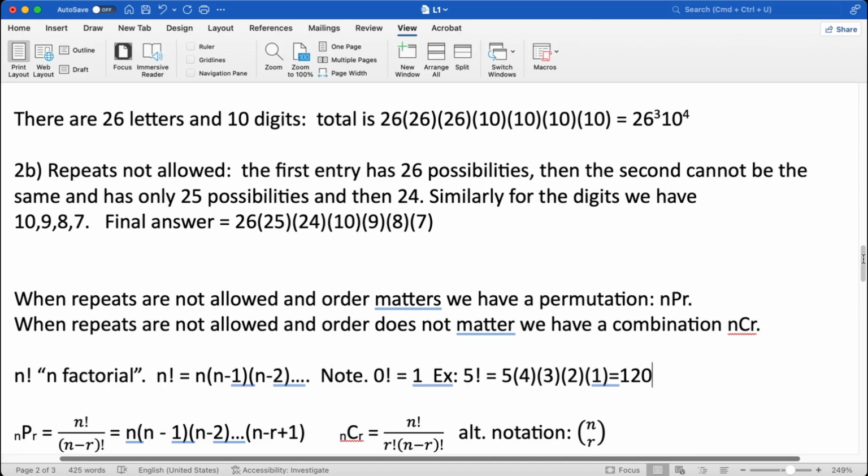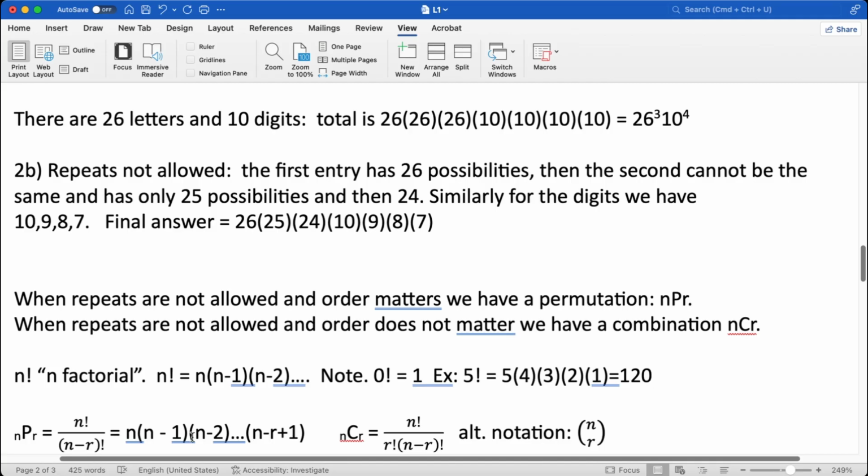All right, so the definitions here for calculating nPr and nCr. So nPr, where n is the total number of objects and r is the number that you're actually using. Repeats not allowed, order does matter. It's n factorial divided by n minus r factorial, which simplifies down to n times n minus 1, n minus 2, to n minus r plus 1.